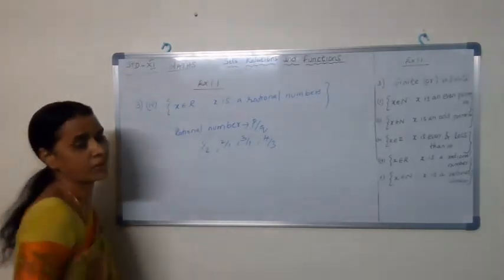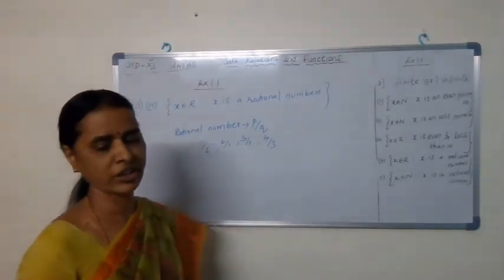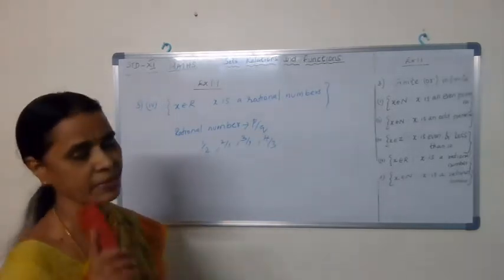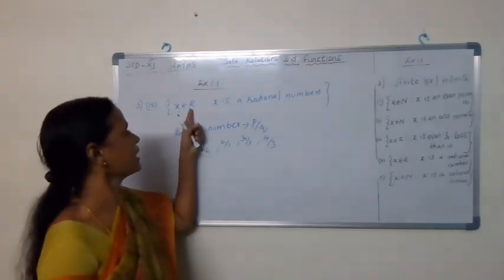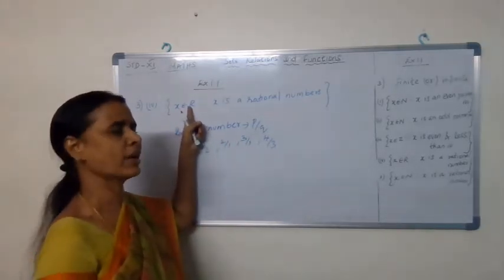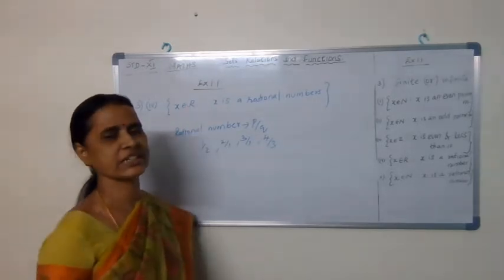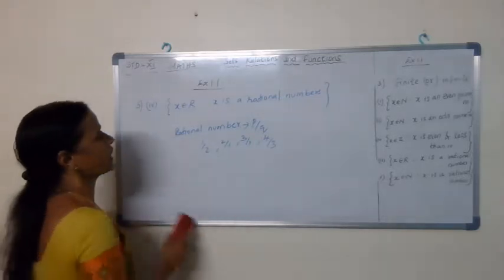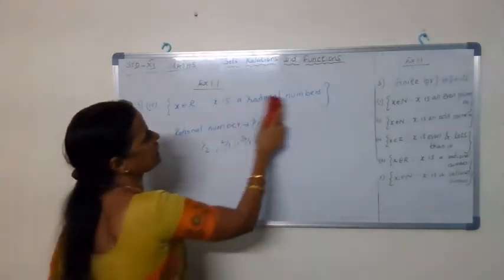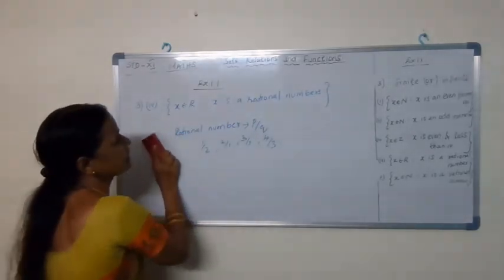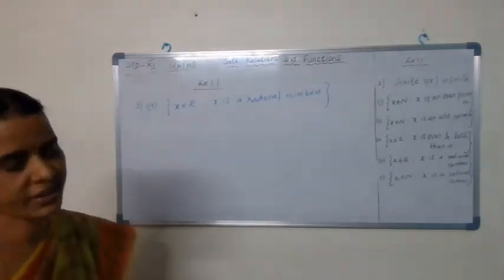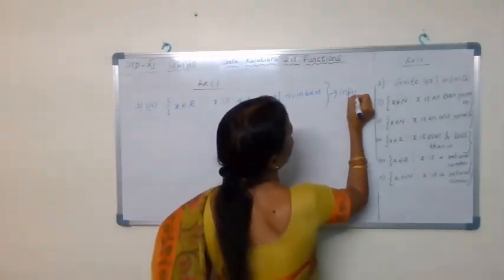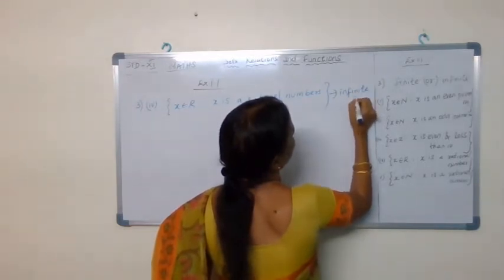X is a real number is a bigger number system, and after that you have complex numbers. You will study complex numbers briefly next year. Real numbers are a bigger number system: natural numbers, whole numbers, integers, rational numbers, irrational numbers, everything consists of real numbers. For X belongs to R, X is a rational number, the given set is an infinite set because you have uncountable values.